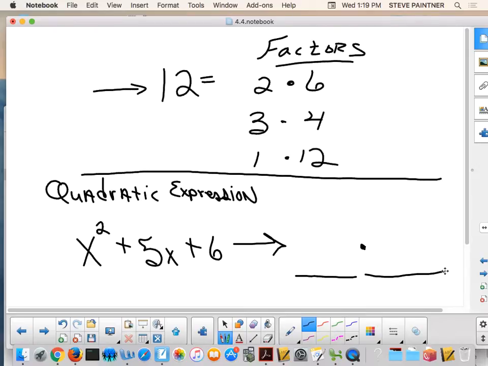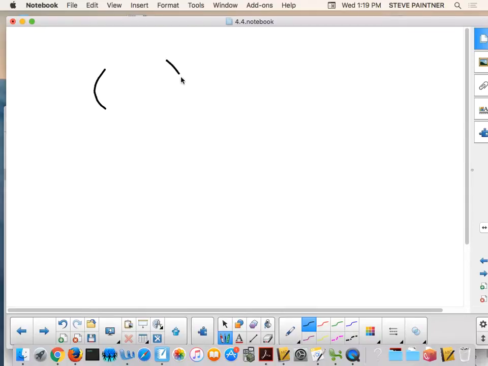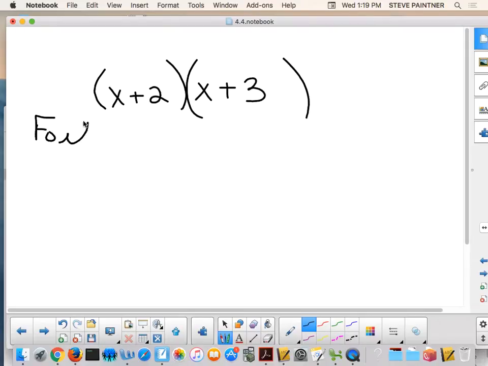So on the top of your paper right now, just do this problem. Take this binomial, x plus 2 times x plus 3, and multiply. When I say multiply, I'm actually saying, boil it up. This is the only time I'm going to ask you to do this. Do it. Get an answer.